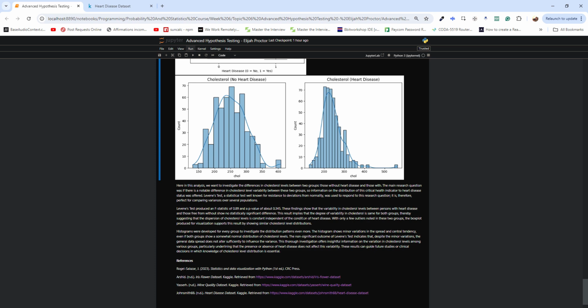And so the non-significant result from the Levene's test tells us that these minor differences do not substantially affect the overall variance. And our analysis that we performed here provides valuable insights. It emphasizes that the variability in cholesterol levels is consistent between those who do and do not have heart disease, which can be used to inform future research or clinical decisions, where having an understanding of cholesterol level distribution is very important.